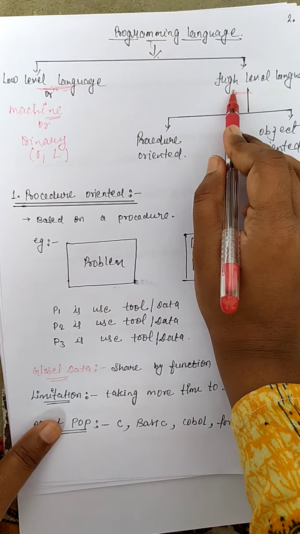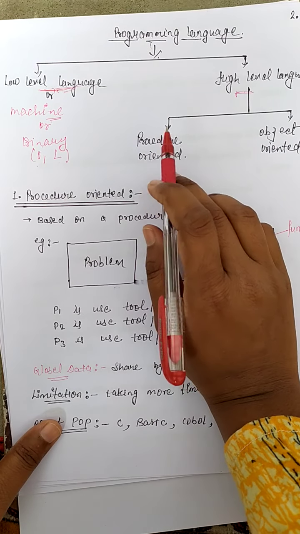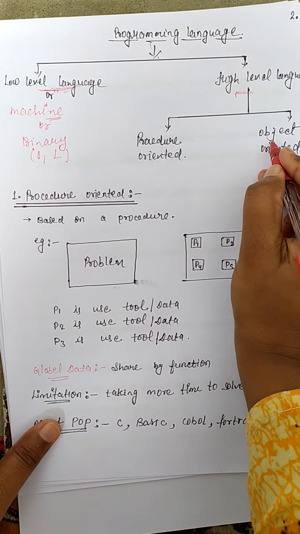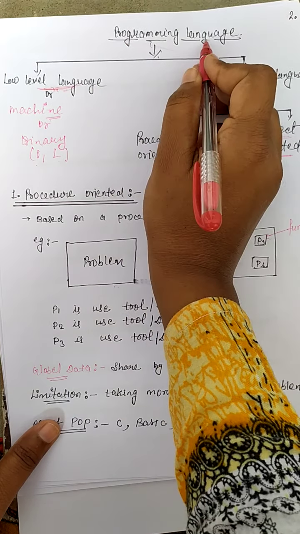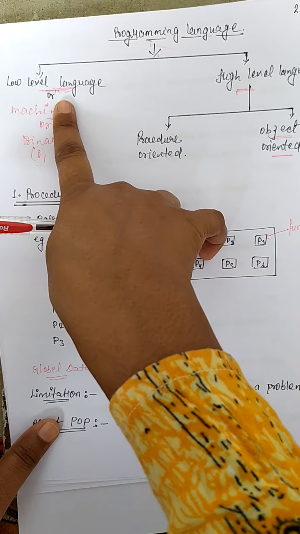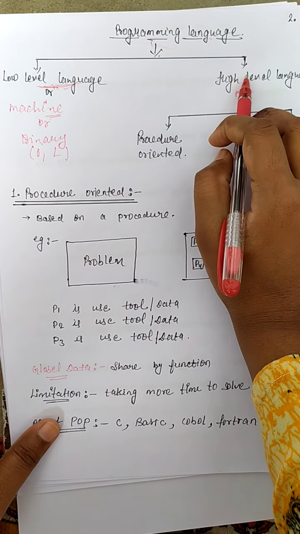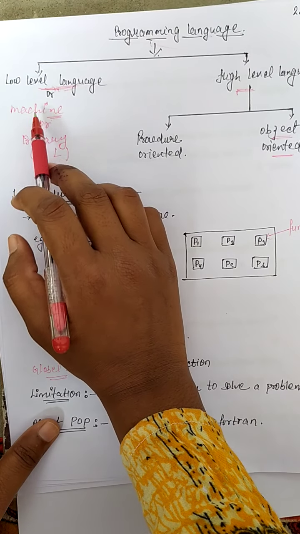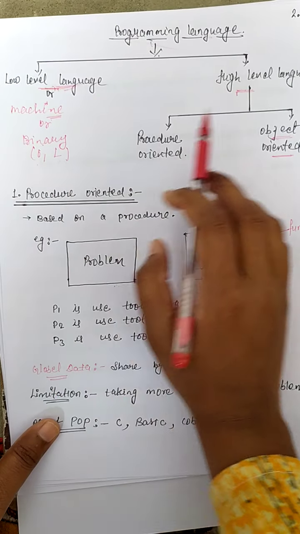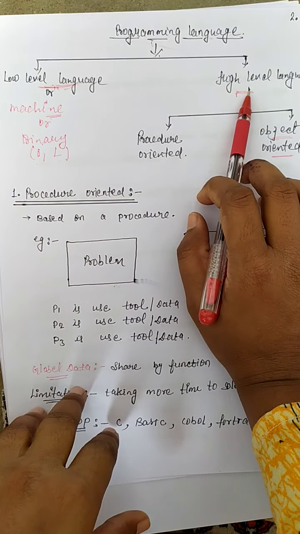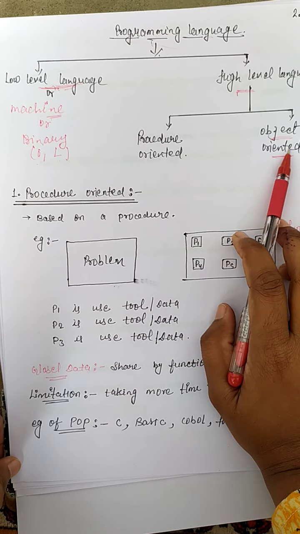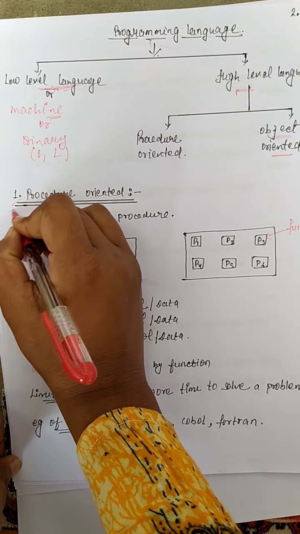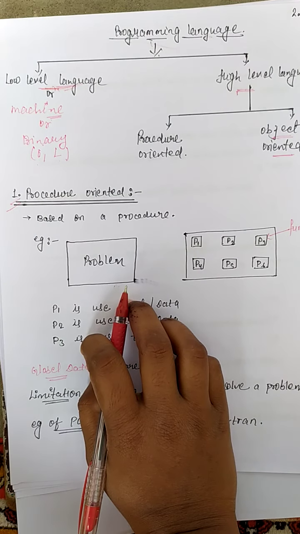And the high level language is further divided into two parts: procedure oriented programming language and object oriented programming language. So programming language is divided into two types: low level programming language and high level programming language. First is procedure oriented programming language.